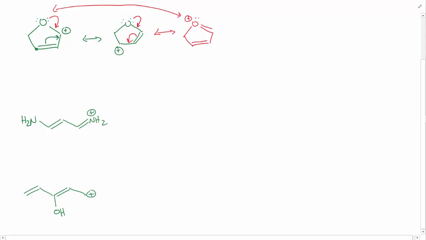For the second one, again, we have a positive charge and we want to move electrons towards it to stabilize it. So I'm going to take the electrons from this pi bond, break them, and move them towards the positively charged nitrogen. That gives us our first resonance structure, which looks like this. We've moved electrons away from this carbon here, so it's now going to bear the positive charge. Now we want to keep moving down the line, moving electrons towards our positive charge, so I'll pop this pi bond over towards the positive charge.